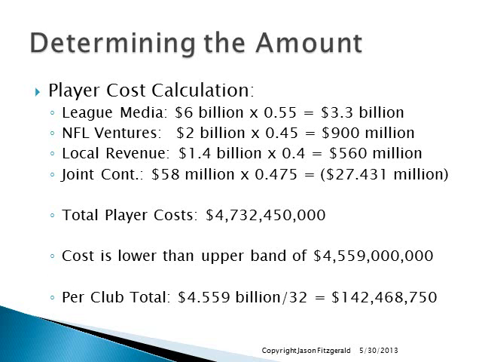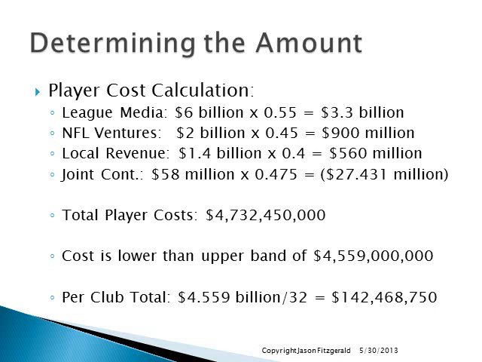So we calculate it, just in the same proportion. $6 billion times 55%, $2 billion at 45%, $1.4 billion at 0.4%. So this is our player cost revenue generators. Joint contribution fund, that's our credit. So we come up with these, we add them together, we get total player costs of $4,732,450,000. That is how much money the league should spend based on the example inputs.